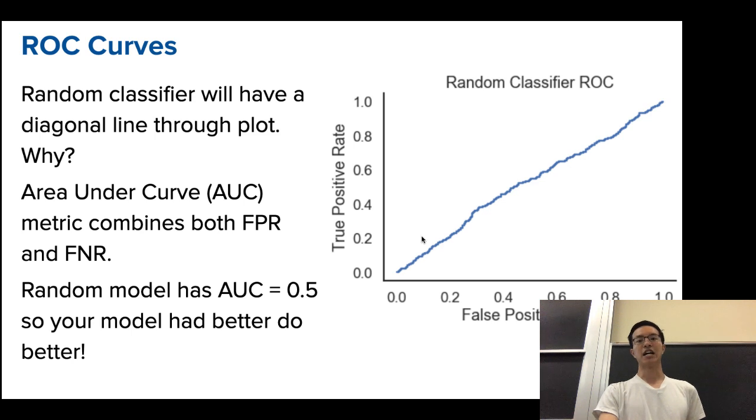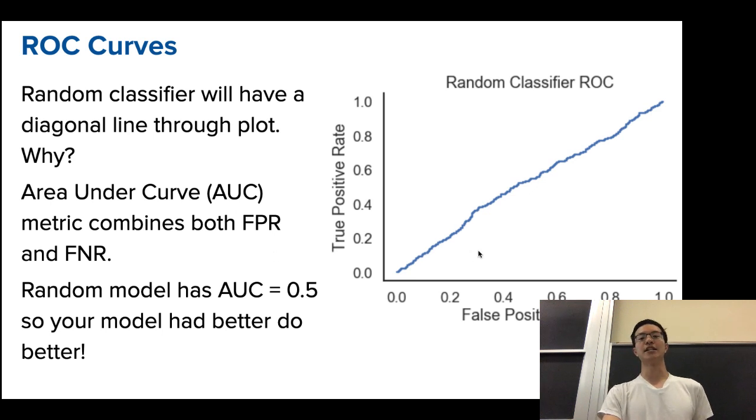So a random classifier will have a diagonal line through the plots. If you don't understand that, what you should do is try to take the notebook and do the random classification yourself, and then talk to me or your TAs and try to wrap your mind around this. And what we'll say is that we'll define the area under the curve metric as a metric that combines both the false positive rate and the false negative rate.